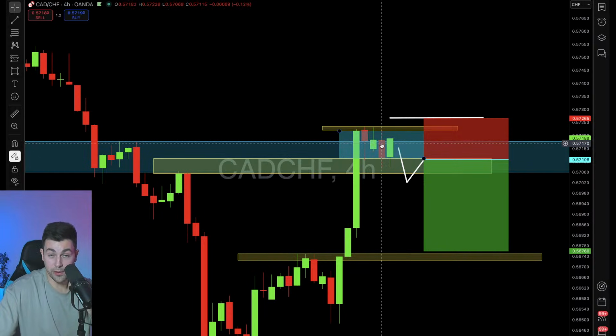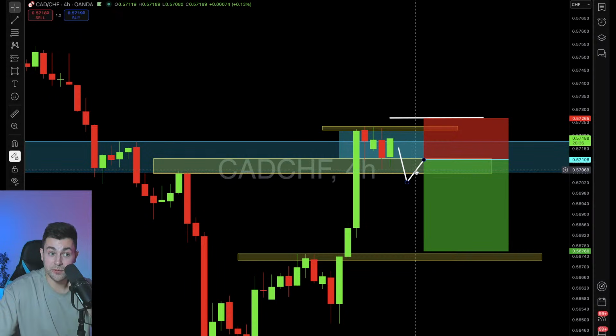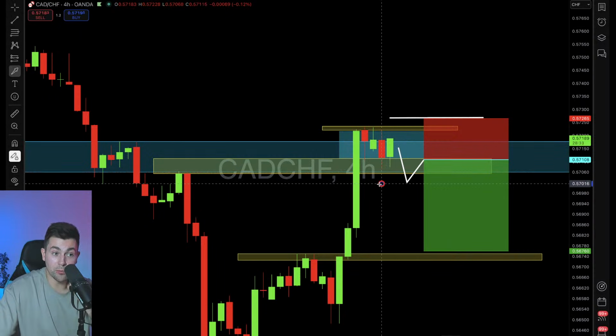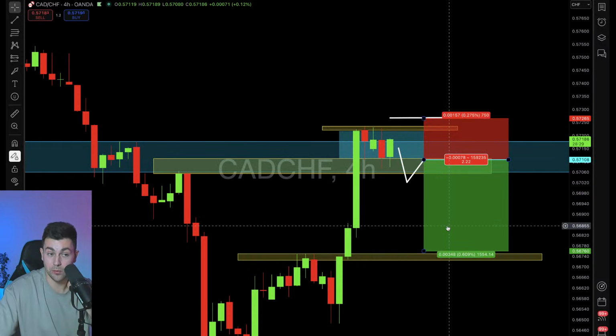We let the price consolidate within that range. We wait till this accumulation or distribution is over, and the signal to sell will be a breakout of that support. Yes, and then we will follow this plan to sell.